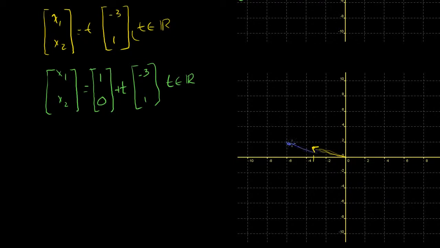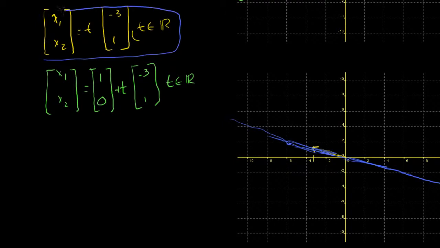So it's going to be all of these points right here. I wish I could draw it a little bit neater, but I think you get the idea. It's going to be a line like that. That is that solution set right there.